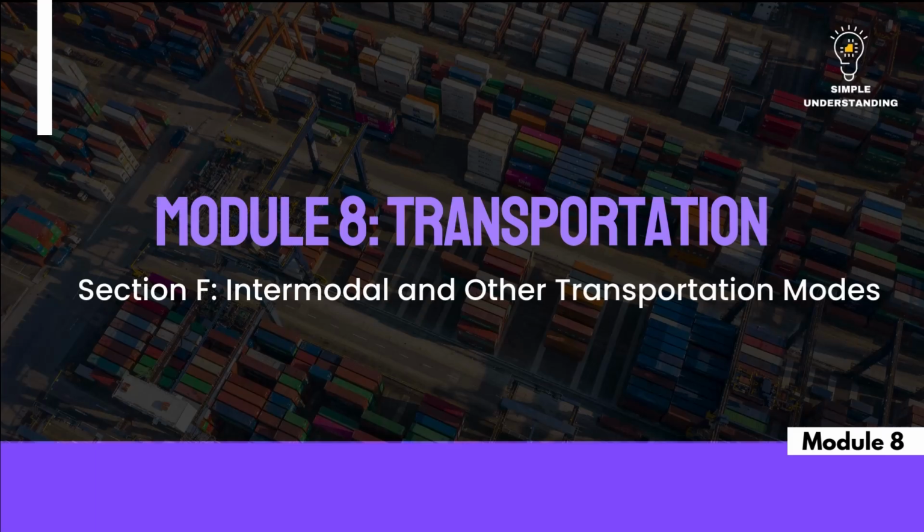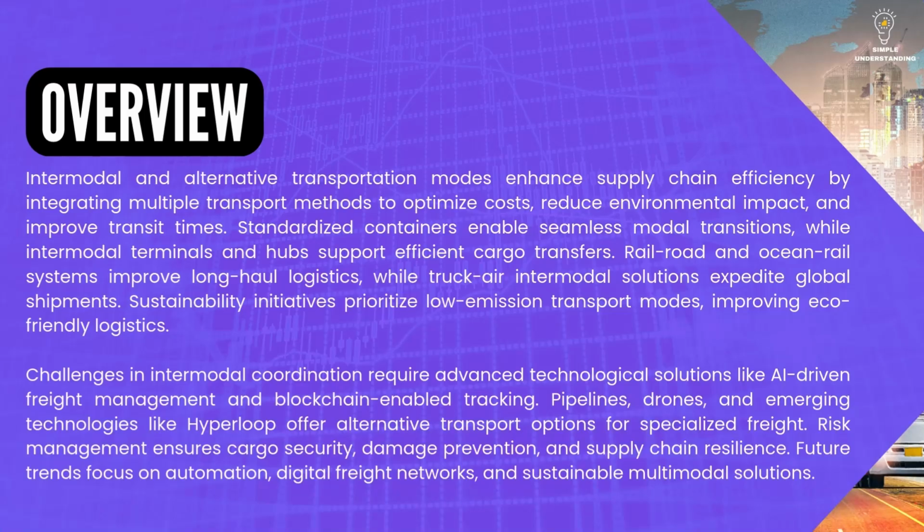Section F. Intermodal and other transportation modes. Overview. Intermodal and alternative transportation modes enhance supply chain efficiency by integrating multiple transport methods to optimize costs, reduce environmental impact, and improve transit times. Standardized containers enable seamless modal transitions, while intermodal terminals and hubs support efficient cargo transfers. Railroad and ocean rail systems improve long-haul logistics, while truck-air intermodal solutions expedite global shipments.